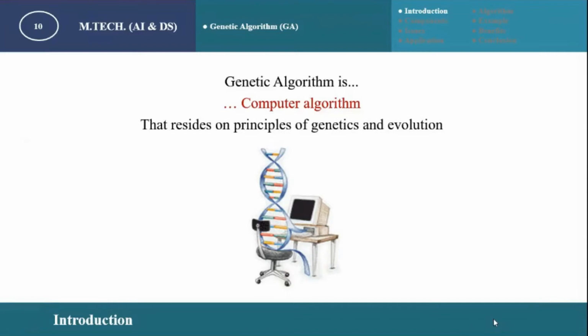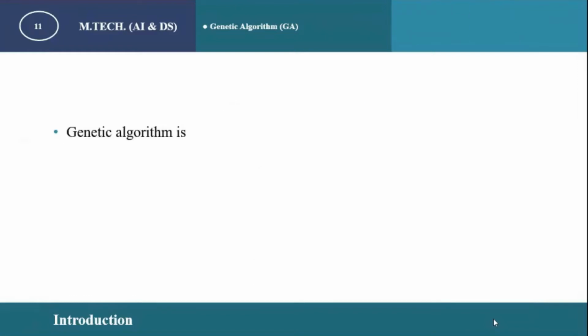works on the principles of genetics and the theory of evolution, the theory of heredity, how the hereditary parameters or properties are passed from parents to child, etc., and the theory of evolution, that is how new variants of existing organisms are generated, that sort of things. So actually, genetic algorithm is an algorithm that imitates the process of natural selection.